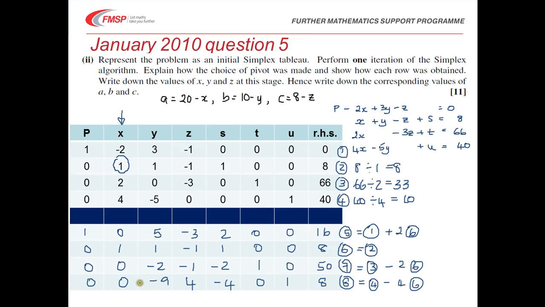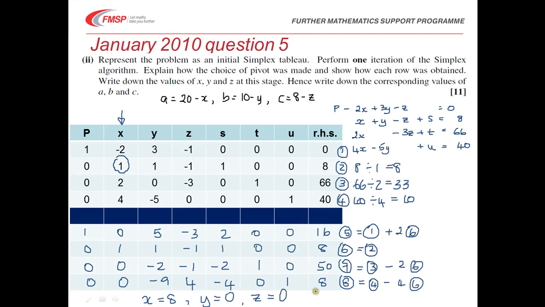And the last thing we need to do is to write down the values of x, y and z. Well, p is going to be equal to 16. We weren't actually asked for that, but it is. X will be equal to 8. So we have 1p equal to 16, 1x is equal to 8. Again, we're not actually specifically asked for it, but 1t would be 50 and 1u is 8. But y is equal to 0 and z is equal to 0.